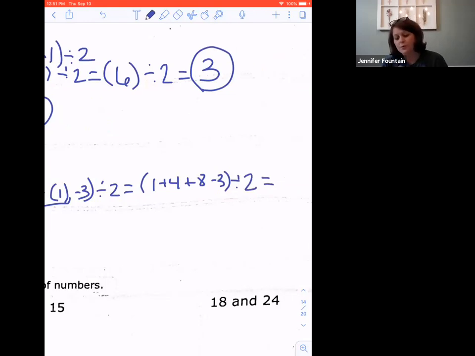All right, so within those parentheses, I have addition and subtraction, so I'm going to work from left to right. 1 plus 4 is 5. 5 plus 8 is 13, and 13 minus 3 is 10. Divided by 2 is 5. Any questions on that one?